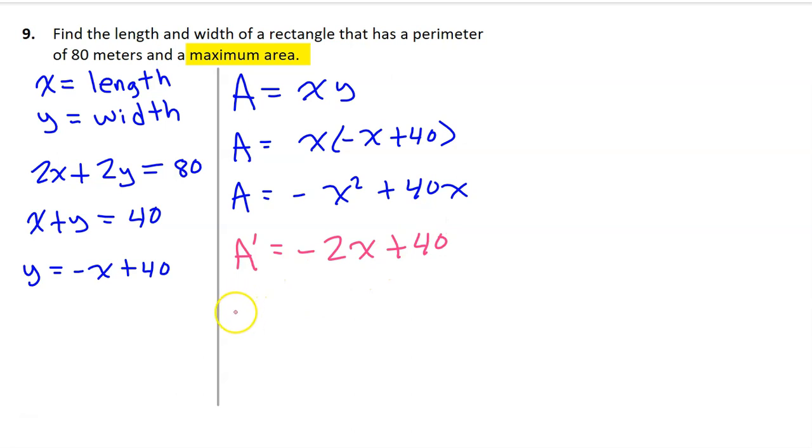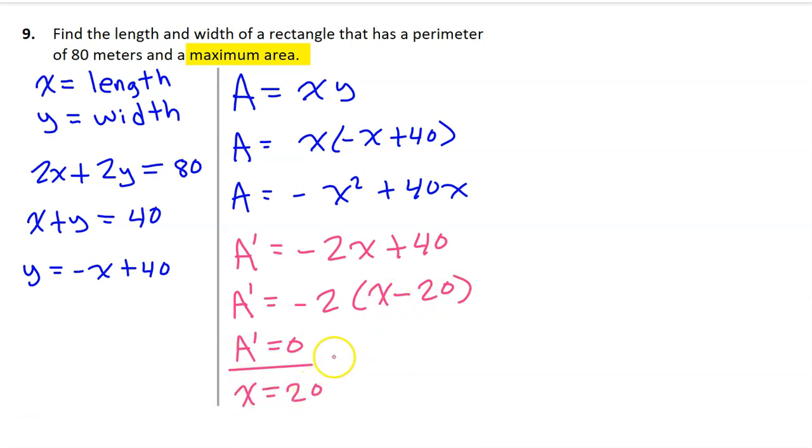I think we should factor this before we find the critical values. So let's factor out that negative 2. So that will leave x minus 20. The critical value where A prime is equal to 0 will occur when x is equal to 20. A prime will never be undefined, so we don't need to worry about that.